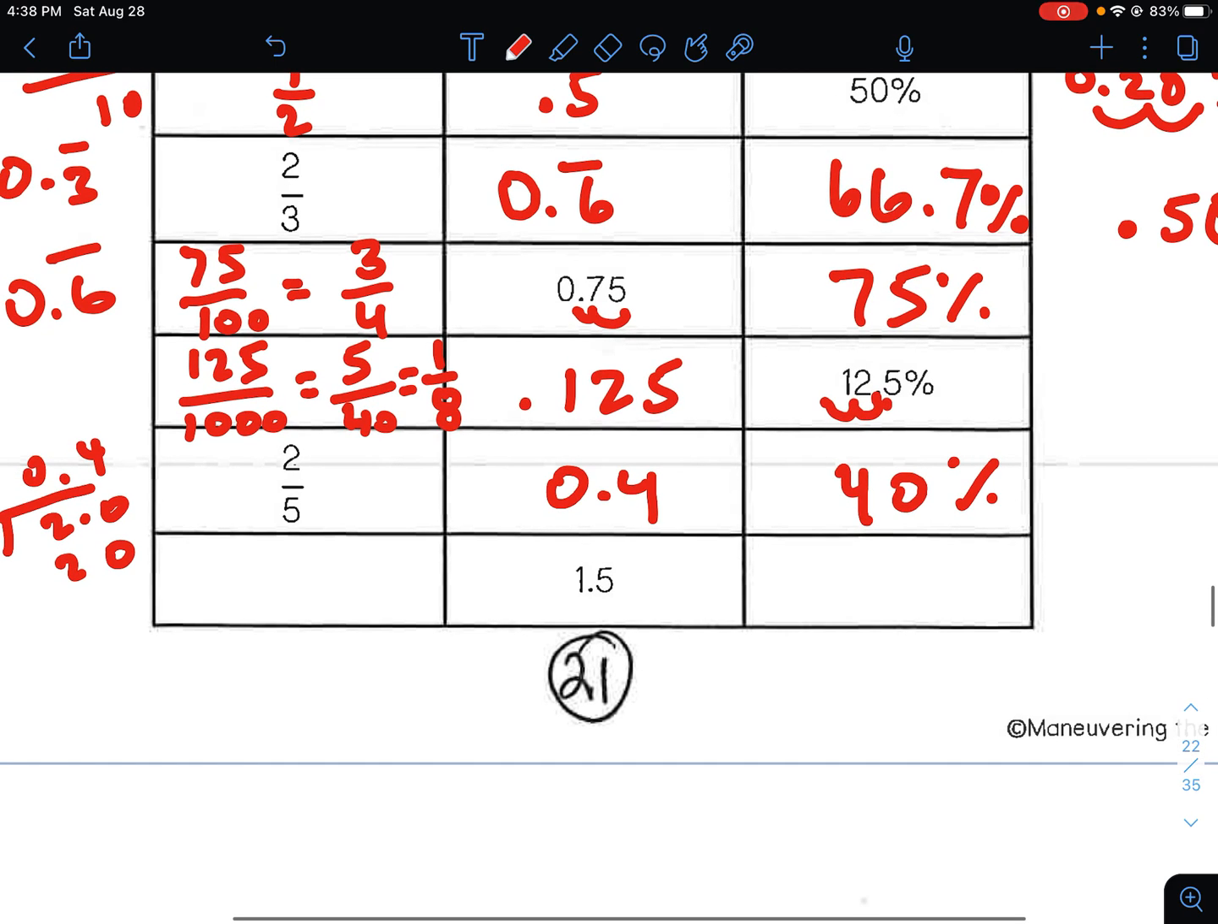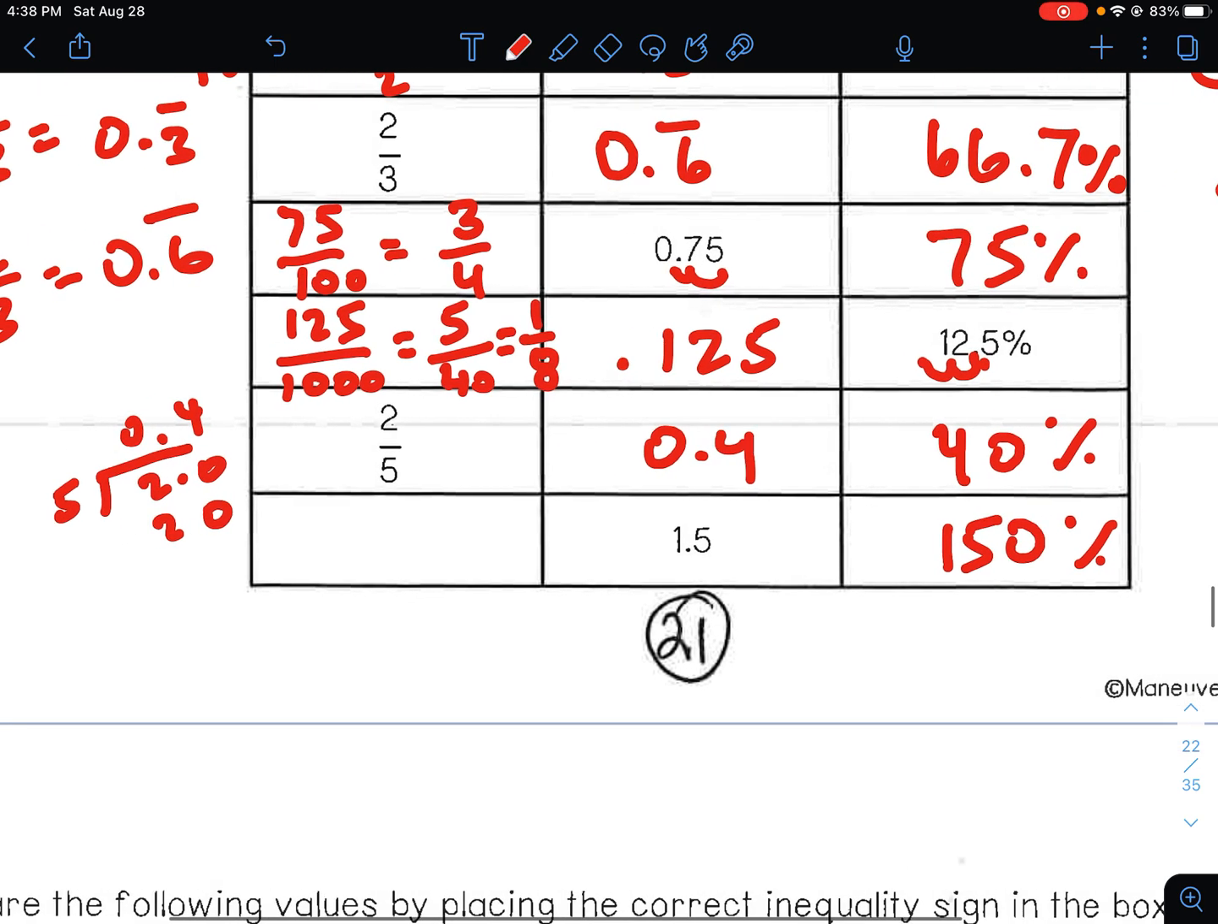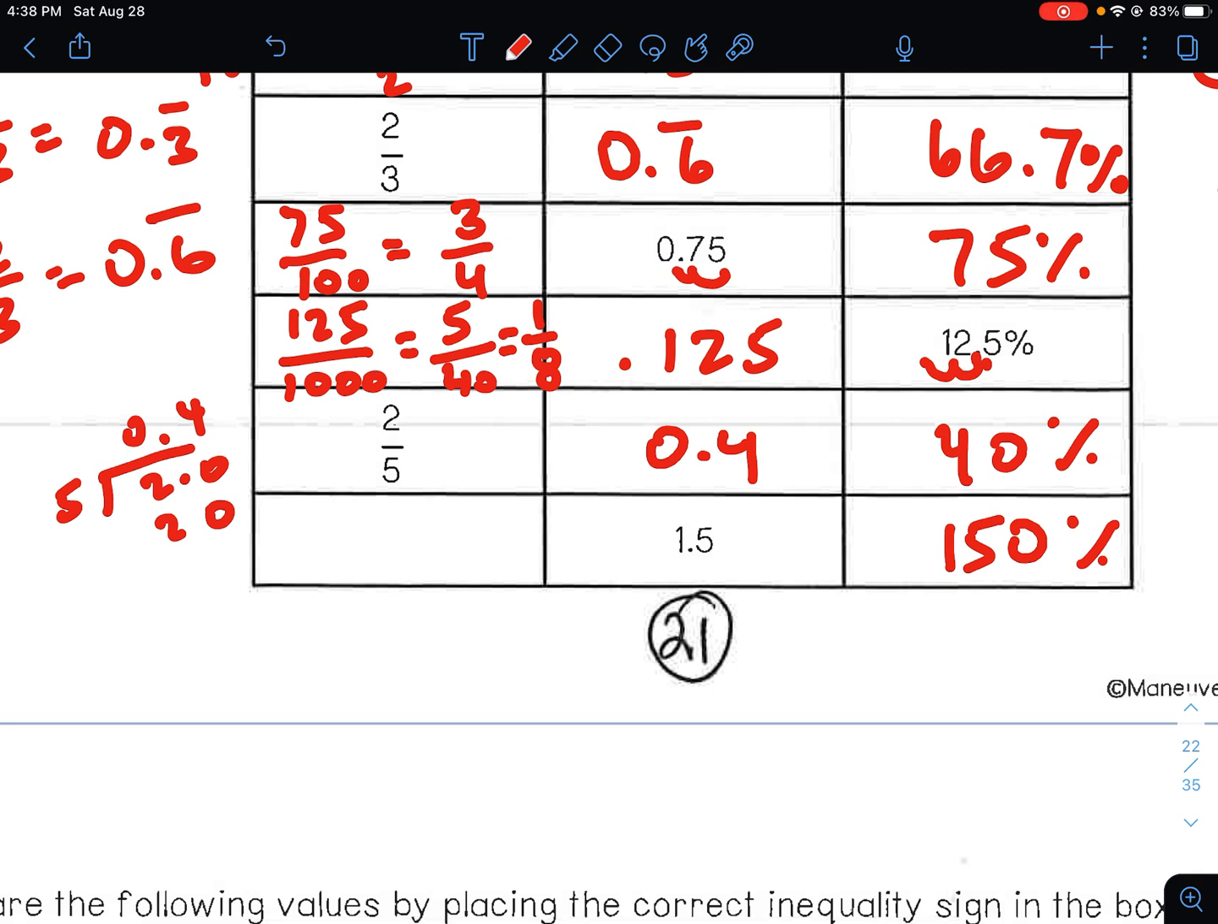And then we have 1.5 here, which is, let's move our decimal 2 places to the right, 1, 2, which means I have to add a 0, which gives me 150%. What is 1.5 as a fraction? Well, it's a mixed number. It's 1 and 5/10, or just 1.5.